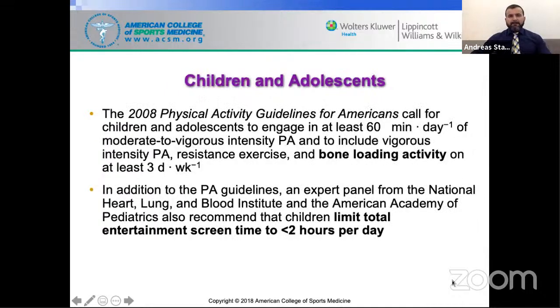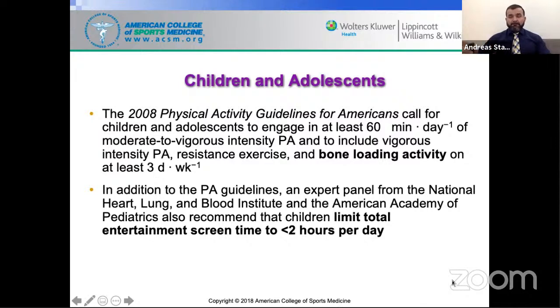You see here that in the Physical Activity Guidelines for Americans 2008, they said at least 60 minutes per day, moderate to vigorous intensity, right? Resistance exercise and bone loading activity. We're going to focus on that a little bit, at least 3 days per week. And one thing I want to say about this is that resistance exercise is bone loading activity, but bone loading activity is not just resistance exercise, right? And we're going to see that in a little bit.